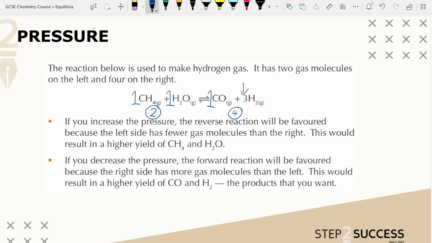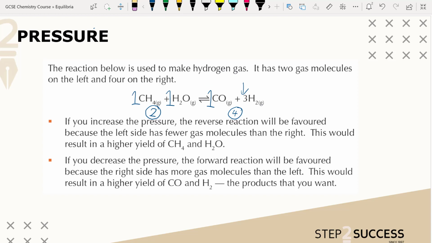So just remember the rule. If you increase the pressure, it favours the side with fewer gas molecules. So if I increase the pressure of this reaction, because there are fewer gas molecules on the left-hand side, I'll produce more of the products on this side. And if I decrease the pressure, I'll get more of the products on the right-hand side, because there are more gas molecules on this side.